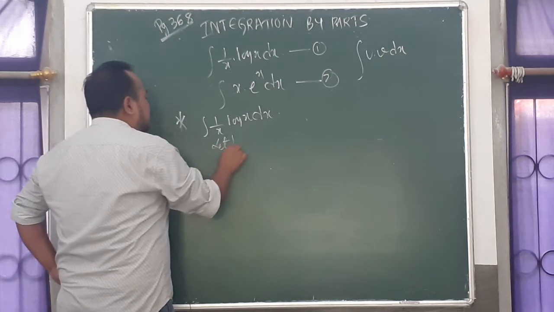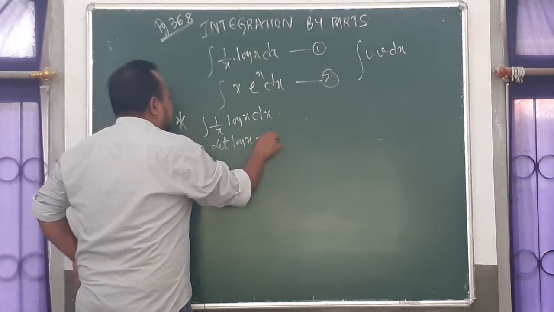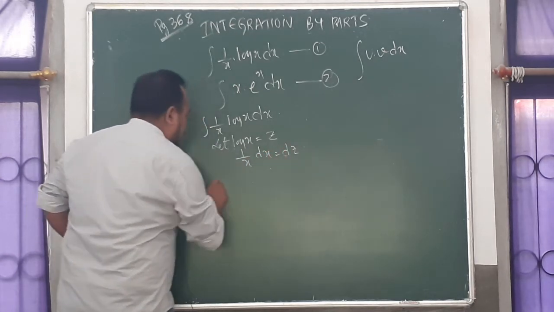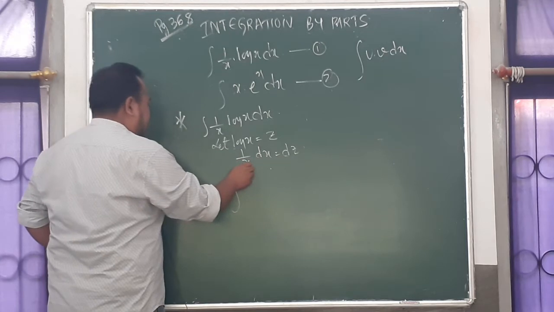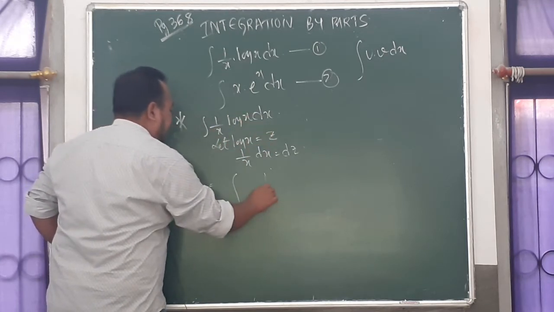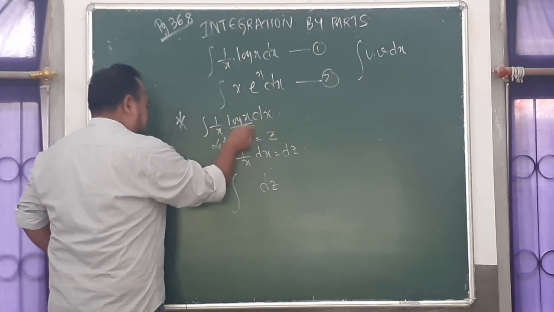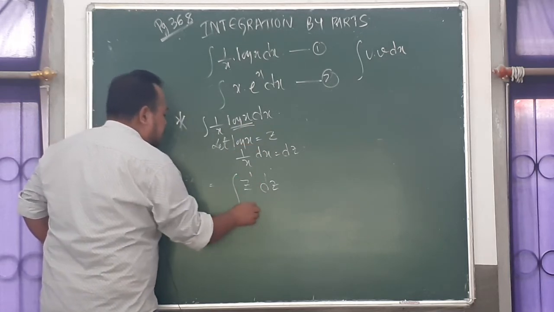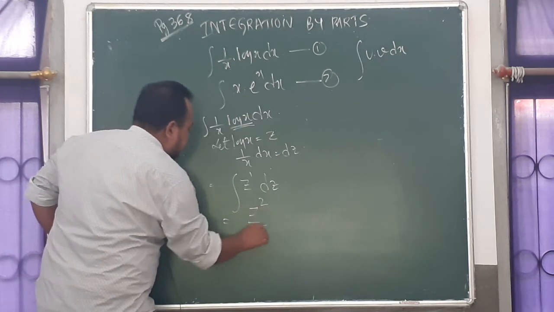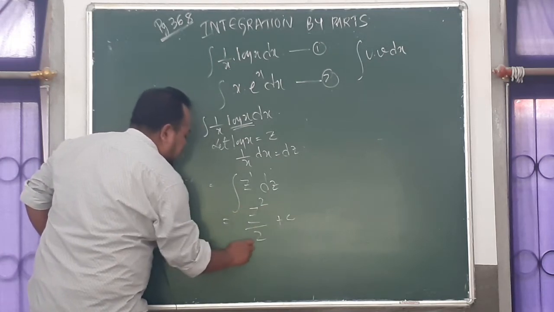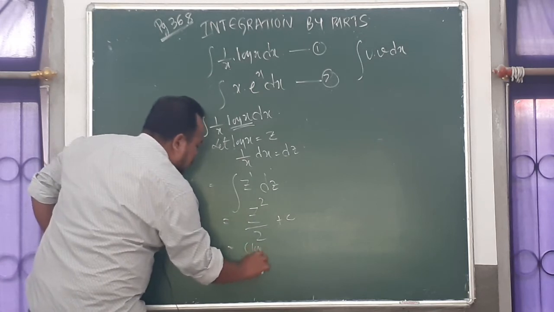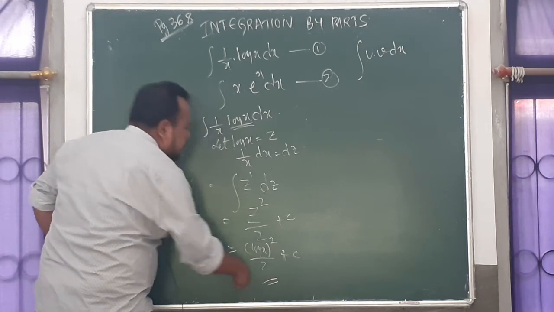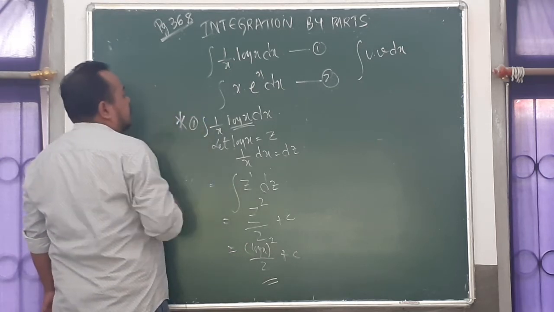What is the rule of substitution? Let log x equal to z. So the differential of log x is 1 by x dx equal to dz. Substitute: instead of 1 by x dx, I can write dz, and instead of log x I can write z. So this becomes z to the power 1. Integration of z to the power 1 becomes z to the power 1 plus 1, which is 2, divided by 2, plus c. What is the value of z? Your answer is log x whole square by 2 plus c. This is the solution to the first equation.